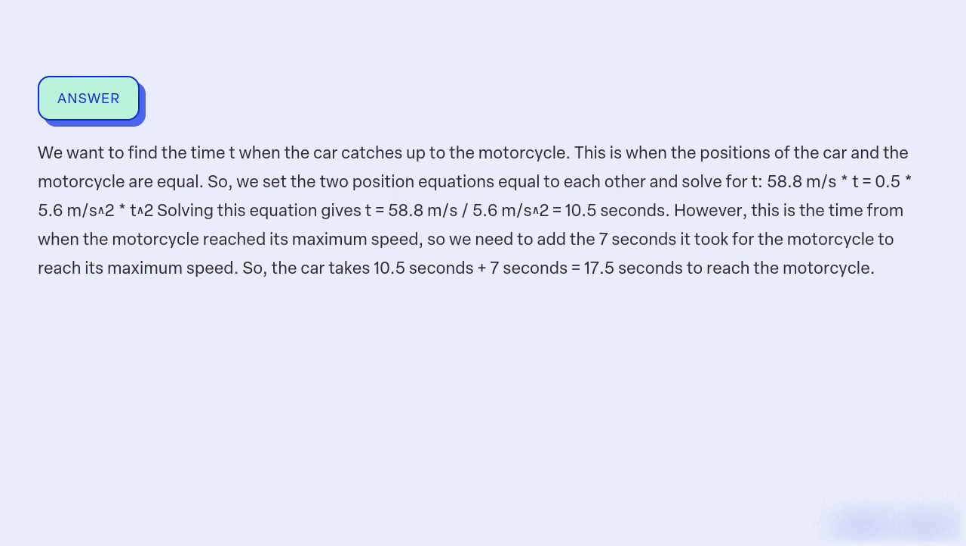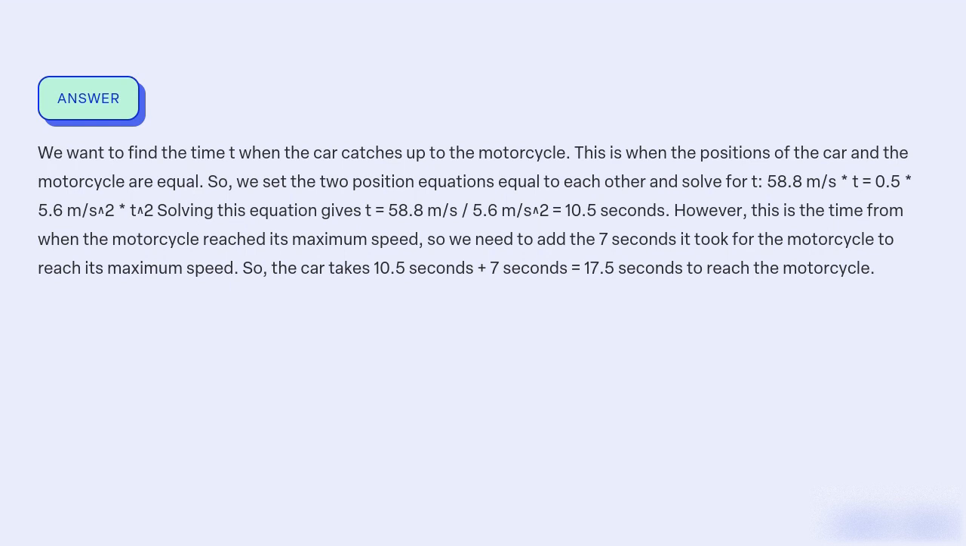We want to find the time t when the car catches up to the motorcycle. This is when the positions of the car and the motorcycle are equal. So, we set the two position equations equal to each other and solve for t: 58.8 m/s × t = 0.5 × 5.6 m/s² × t². Solving this equation gives t = 58.8 m/s / 5.6 m/s² = 10.5 seconds.